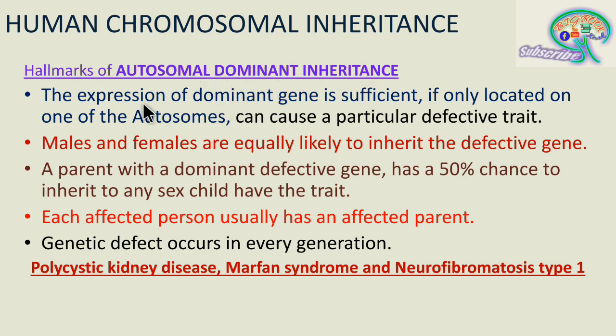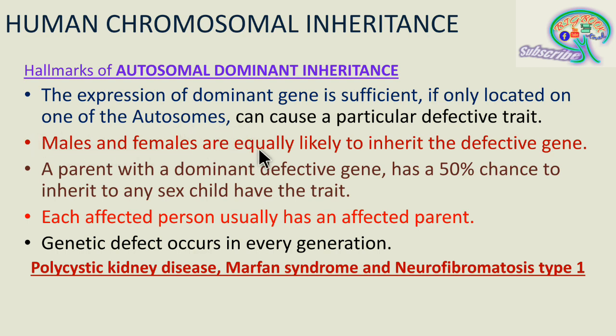So as per the first point, the expression of the dominant gene is sufficient if only located on one of the autosomes. As we are considering the two homologous chromosomes, a homologous pair is going to be present with two alleles of the same gene. Out of the two alleles, one is sufficient to express the gene. That is what it means.